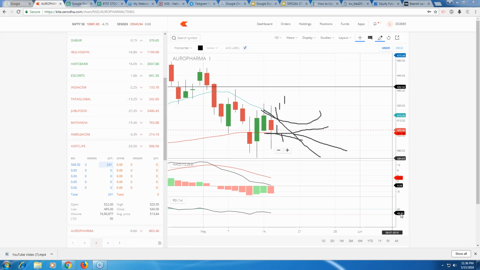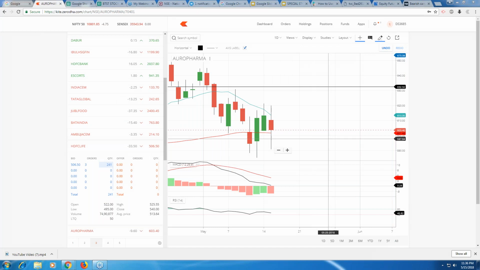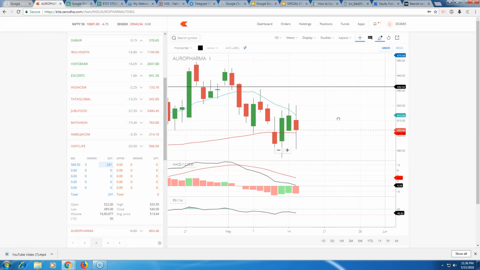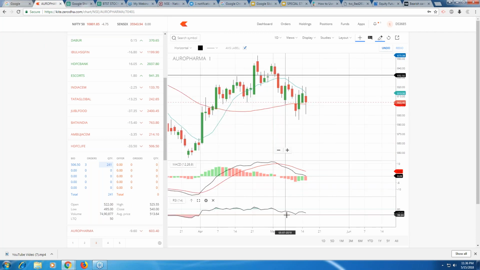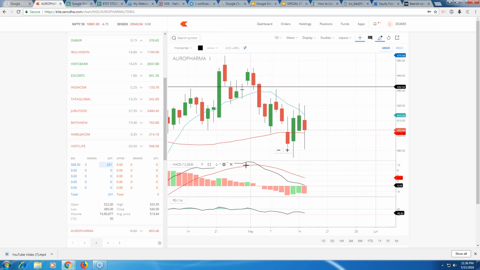So it's right now in a very indecisive mode. Stay away until you see a clear situation happening. Stay away from the stock, right? There's not much clarity. RSI is between 40 and 60. MACD is also open. We don't know what direction the stock may take a turn. So this is how you trade in the future stocks.